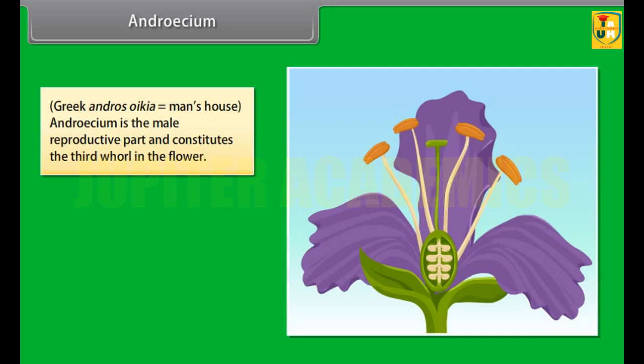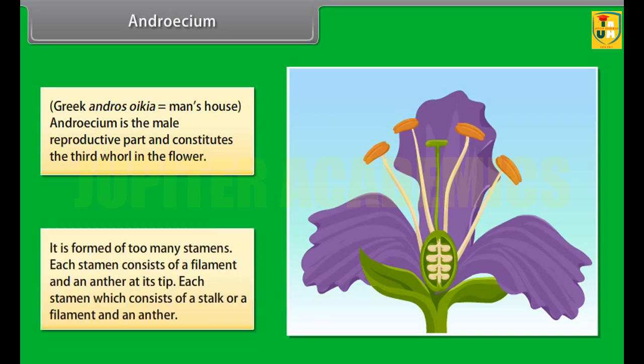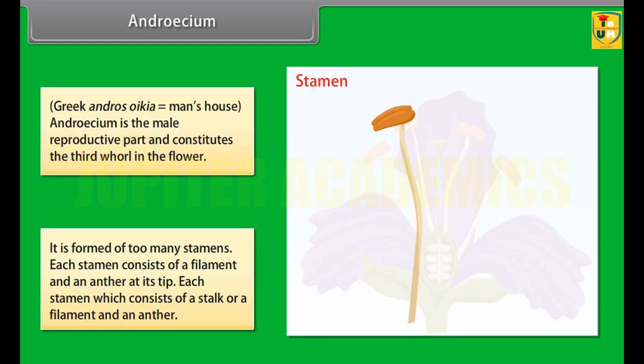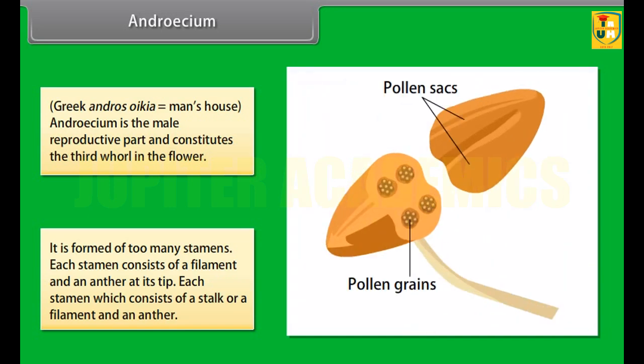Androecium. The androecium is the male reproductive part and constitutes the 3rd whorl in the flower. It is formed of many stamens. Each stamen consists of a filament, a stalk, and an anther at its tip.